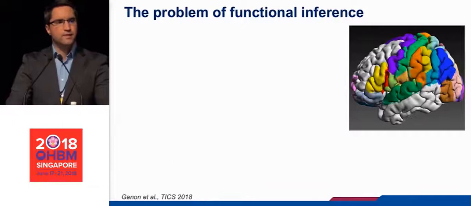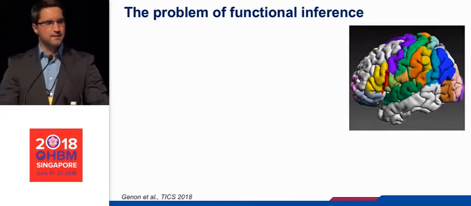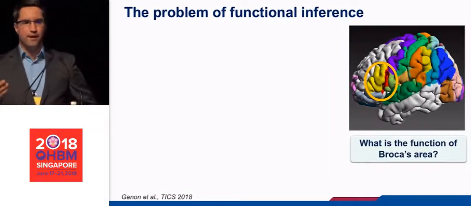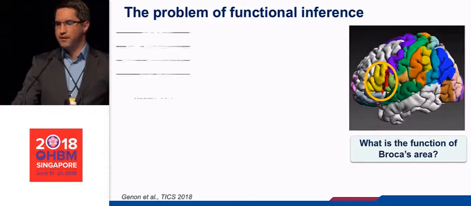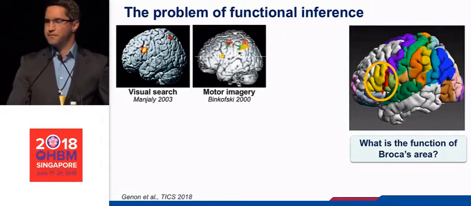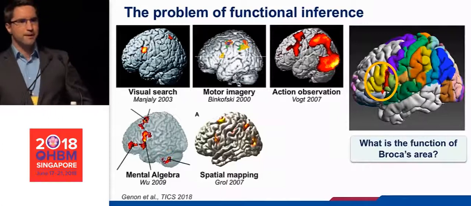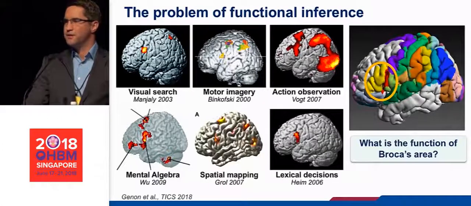Now then the big question is, what are these regions doing, right? Well, in some cases it's very easy. What's the function of Broca's area? Right, area, left area 44, 45. I think everybody of you knows what Broca's area is doing. It's visual search primarily. And some motor imagery. Well, there's also action observation, mental algebra, spatial mapping is a big part of it. Maybe some of you even thought about language.